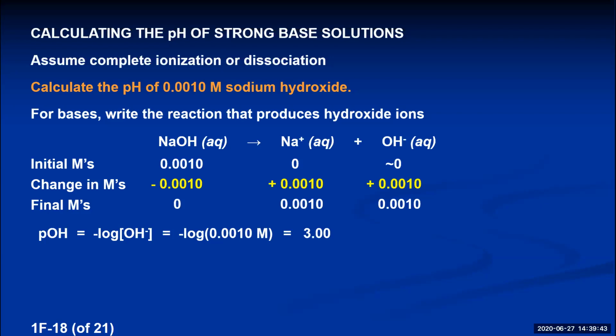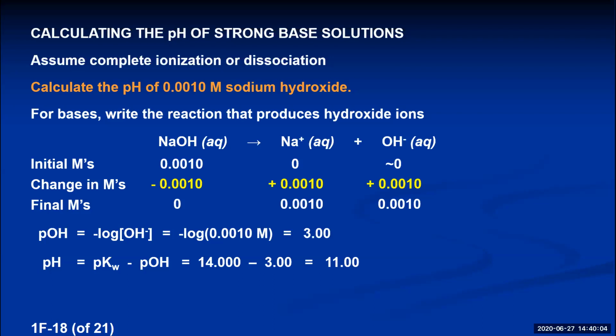To get the pH, you have to go 14 minus 3 to do that, because the pH will equal the pKw minus the pOH. There's always one additional step when you're dealing with basic solutions. You have to go the pKw minus the pOH, and that'll give you the pH of the solution, which in this case comes out 11.00.